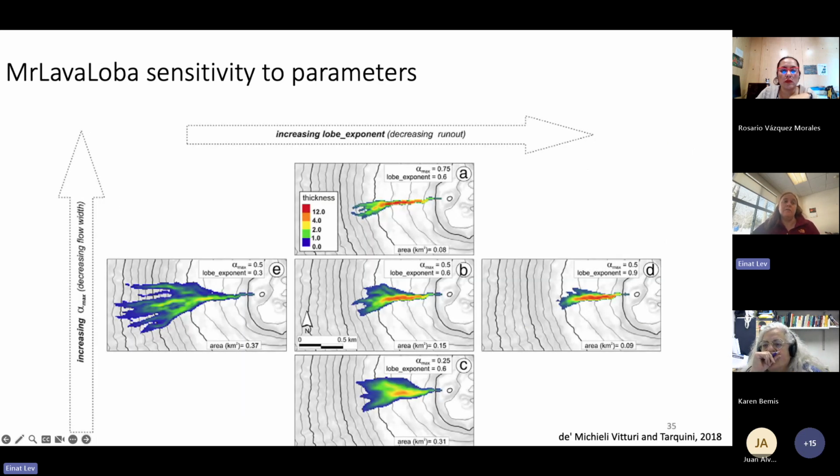Here is the sensitivity of the model to the two main input knobs that you can twist. There's one called lobe exponent, that if you vary it, everything else kept the same, would make the resulting flow thicker and shorter. And then there is the alpha parameter, which works to reduce the flow width. So this is a low parameter. If you have a high parameter, 0.75, it'll focus, like in a camera where you change your focus, or on a lens.